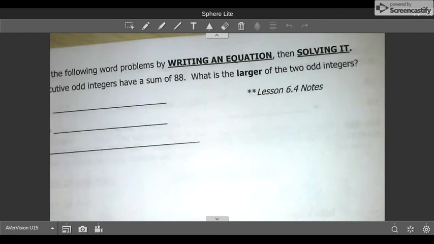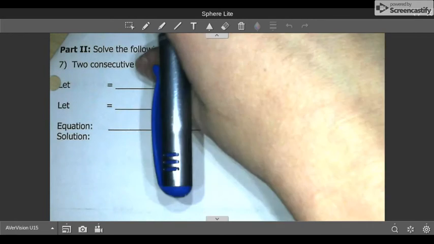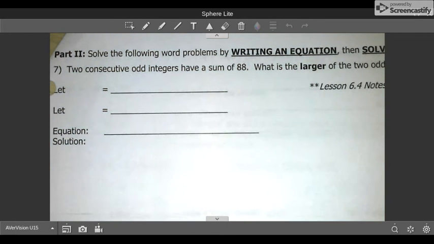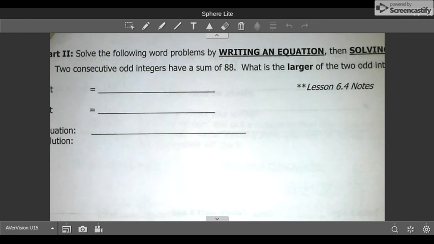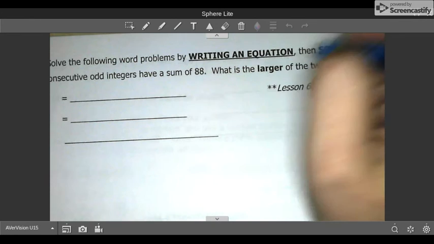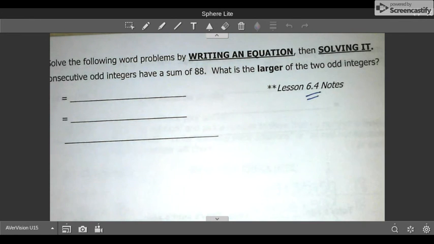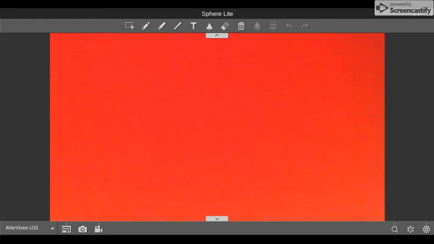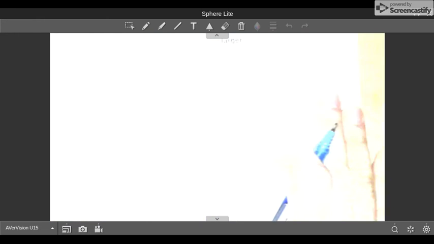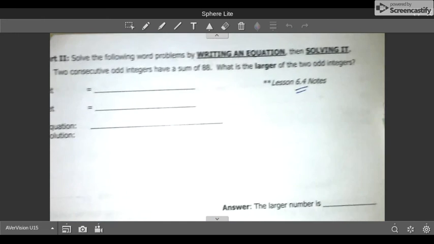All right, next one. 2 consecutive odd integers have a sum of 88. What is the larger of the 2 odd integers? And this one I wanted you to look at 6.4 because I do go over problems just like this. Sorry, I'm just adjusting. Okay, here we go.